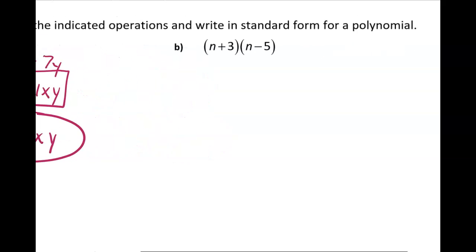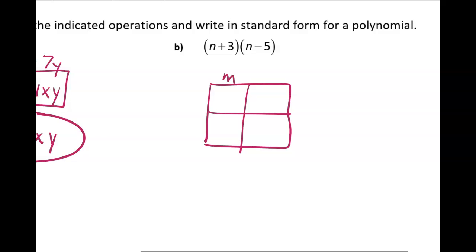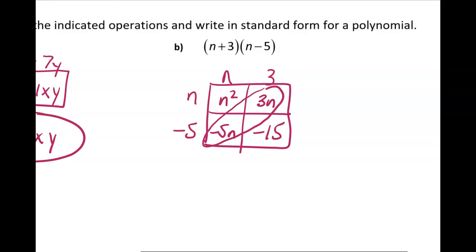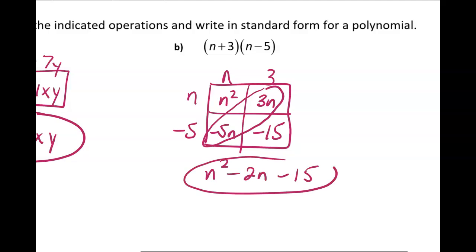All right, let's try the next one. n plus 3 times n minus 5. n times n is n squared. n times 3 is 3n. Negative 5 times n is negative 5n. And negative 5 times 3 is negative 15. You'll notice that we have some like terms here. So n squared minus 2n when we combine the like terms, minus 15.